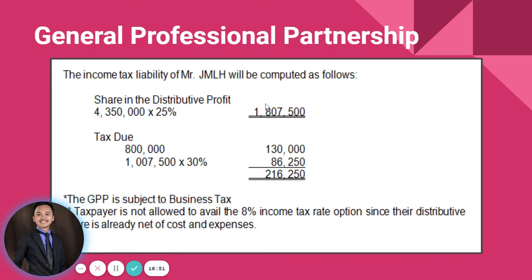1,087,500. And again, as mentioned earlier, any share of a partner from a GPP net income will be subject to basic tax. And in this case, guys, he has no other income. So that means it can only be taxed using the graduated tax rates. Okay? So this 1,087,500 belongs to the bracket of 800,000 to 2 million. So for the first 800,000, it has a tax due of 130,000 and an excess. So it has an excess of 287,500 times 30%. So we have 86,250. So we have 216,250 total tax due of the partner.